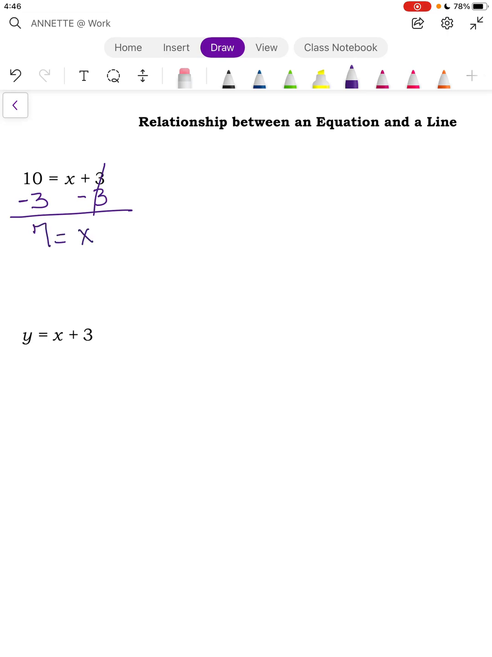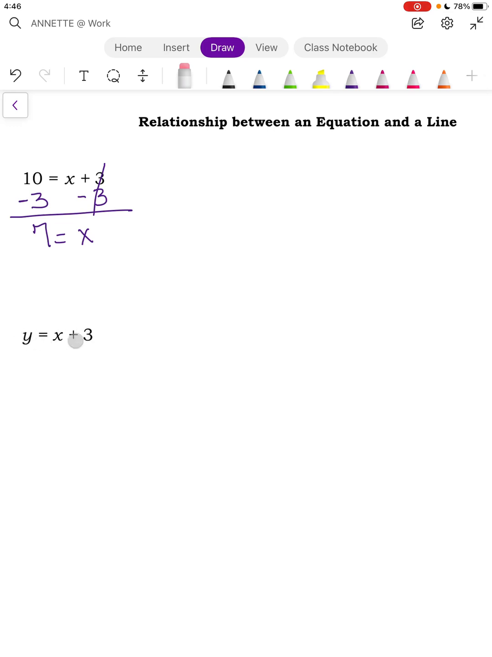I bet you knew that the answer was 7 even before I started writing. We know that the only number that we can add to 3 to get to 10 is 7. There's only one answer.